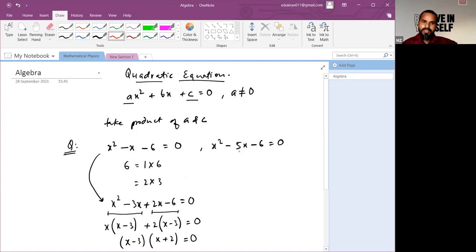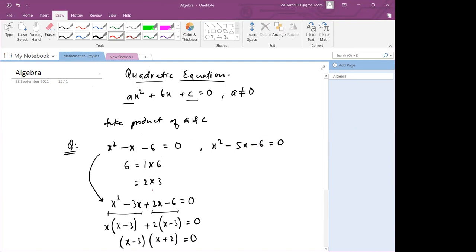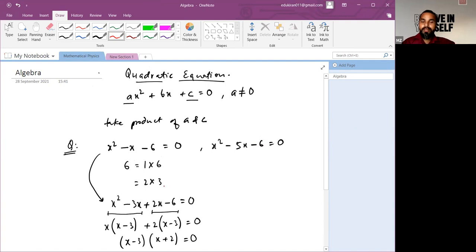Since you have x square minus 5x minus 6, if you take the product of a and c, it will be 6. If you take the factors of 6, it will be 1 and 6 and 2 and 3. Now just see the sign of this particular constant term. Here we have a negative sign. So we have to arrange the factors with two different signs, which equals the middle term. If you take 2 and 3 in opposite signs, it will give you -1 or +1. But here we have -5. So you have to take these two terms.